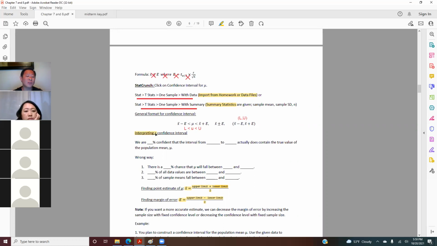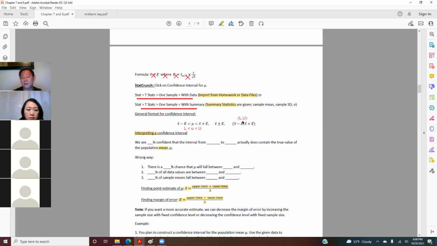Interpreting is also the same thing. We are 95% or 99% confident that the interval from this to this actually does contain the true population mean. Again, you have the word mean in here. Last time we used population proportion for the last section, so this time we do population mean.